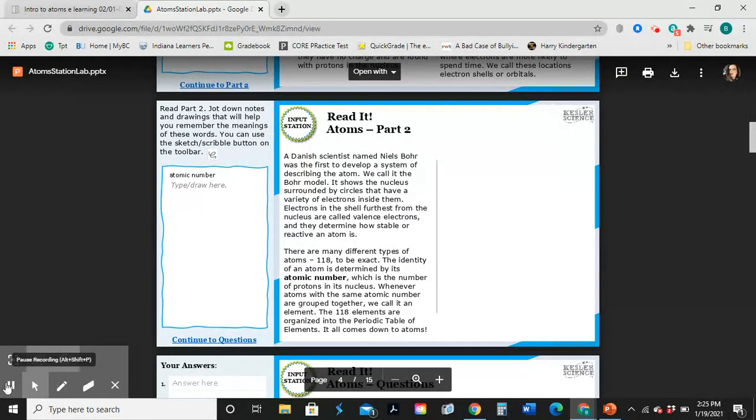The identity of an atom is determined by its atomic number, which is the number of protons in its nucleus. Whenever atoms with the same atomic number are grouped together, we call it an element. There are 118 elements. The 118 elements are organized into the periodic table of elements. It all comes down to atoms.